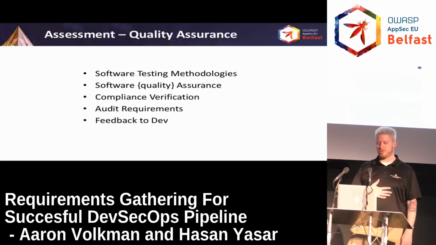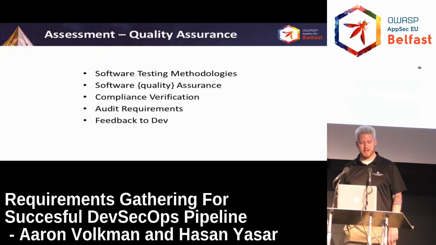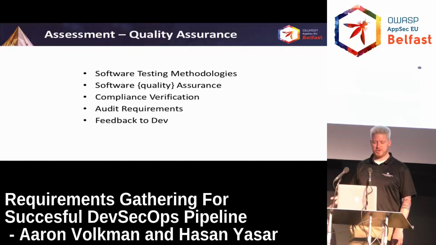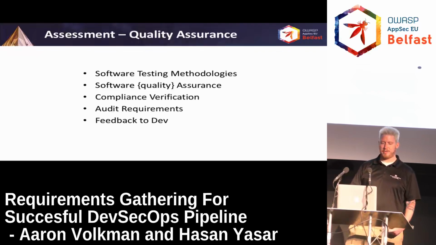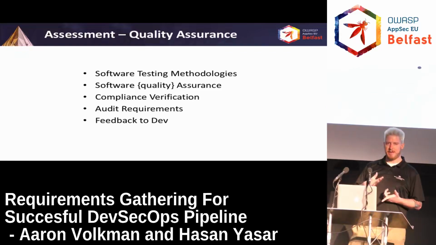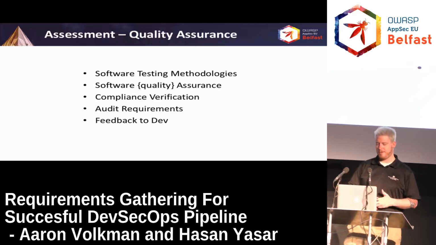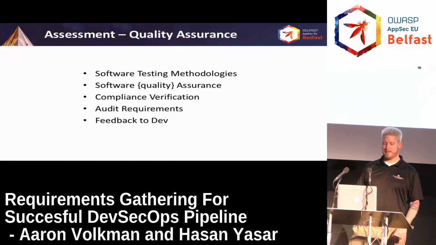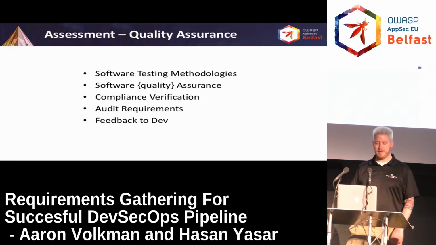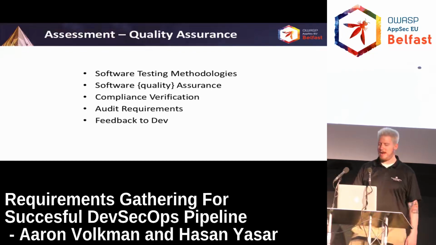And looking at quality assurance, we look at their software testing methodologies and what technologies they use there. We look at how they do software assurance as well as quality assurance. We take a look at how they do compliance verification and ask about their audit requirements. If they're in the US, they might have HIPAA requirements that they deal with health safety data, if they're PCI compliant, if they're dealing with payment card data, things like that, because that all feeds into what activities we have to instrument in our DevOps pipeline. We also have to understand how they give feedback to the development team and how that interaction takes place.